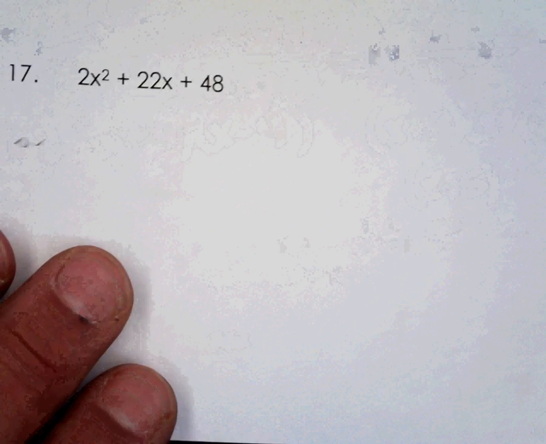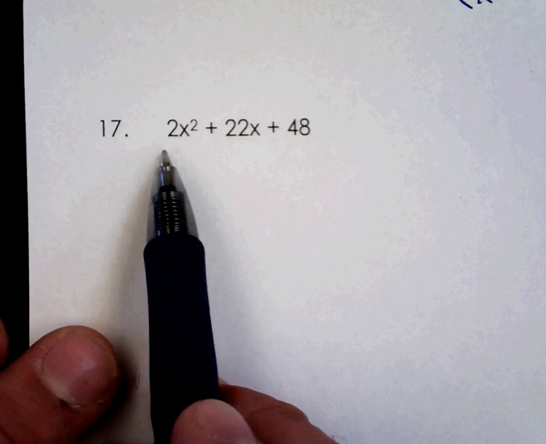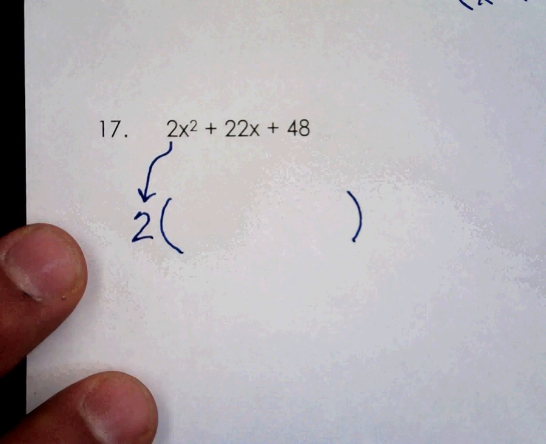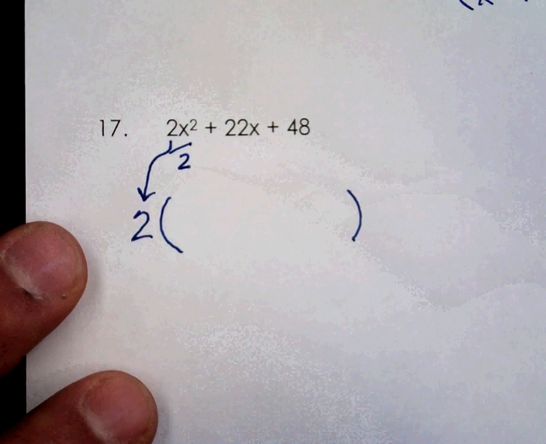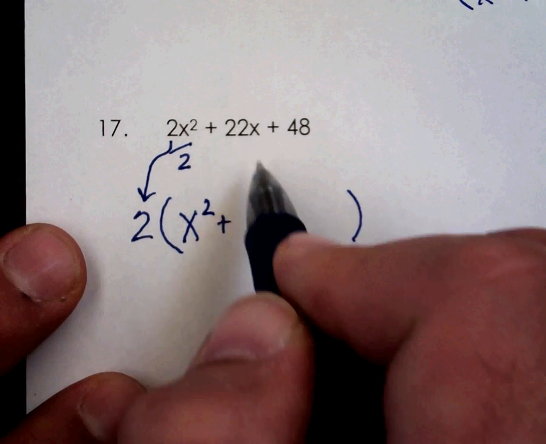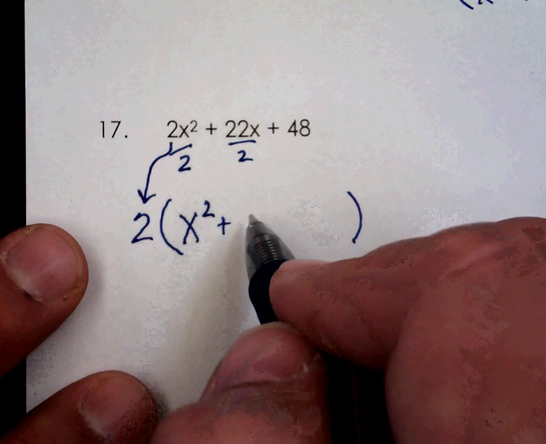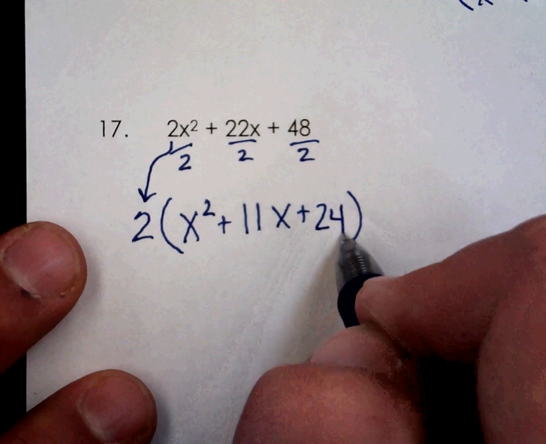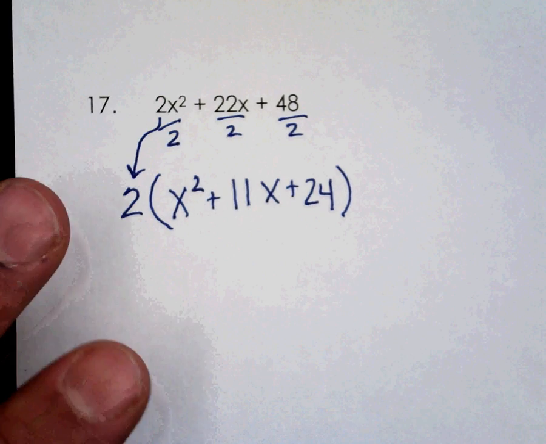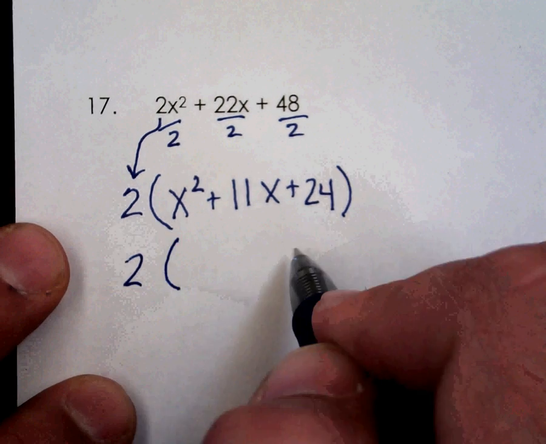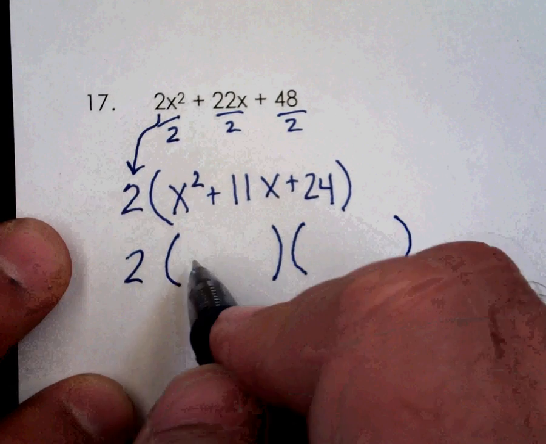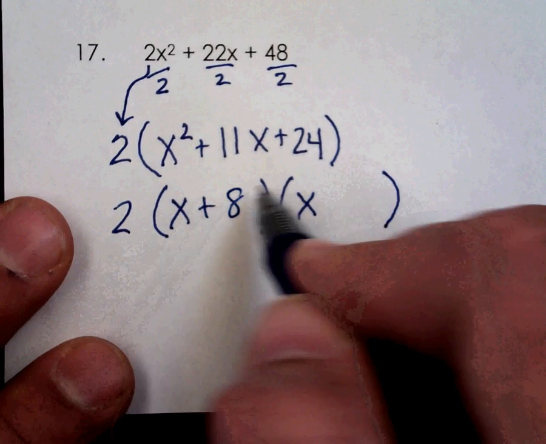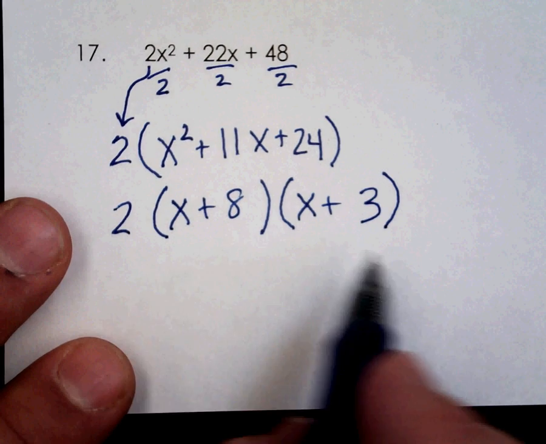In 17, this will be a two-step problem. When you have that leading 2 out in the front, you want to see if you could divide out that 2 from all three of these terms. I can divide out that 2 and put it out front, leaving me with x squared plus, divide the 22 by 2, you get 11x plus 48 divided by 2 is 24. So we factored out the common factor 2. Not quite done yet. We still need to factor that trinomial that still exists, if you can. Sometimes you can't, sometimes you can. This one you can, because 8 and 3 multiply to make the 24 and add up to make the 11.